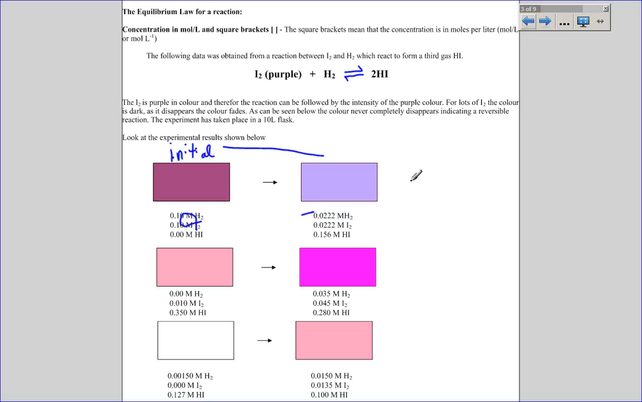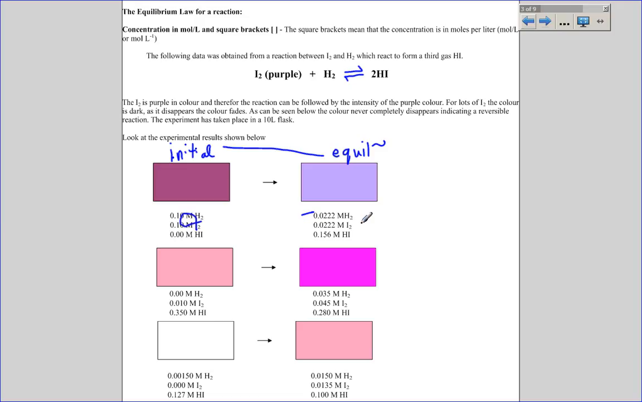Then we look at the other side over here, and what we have is our equilibrium conditions. The short form for equilibrium is the symbol here, equal with a little tilde, and I'll use that frequently. If we look at the values here, we can see that we started with 0.1 molar H2 and 0.1 molar I2. At equilibrium, we have 0.0222 of I2. And that's what they would have measured in the lab.